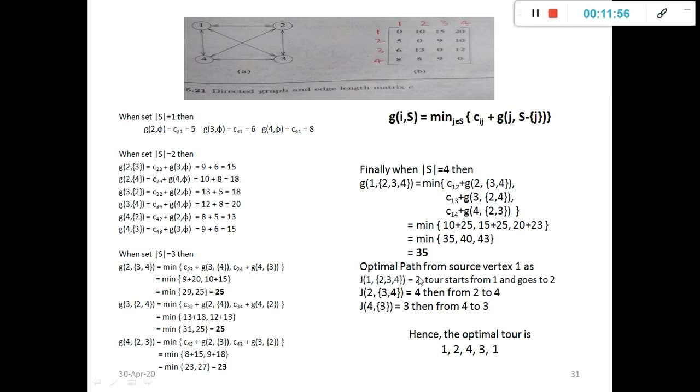You will get the optimal cost as 35. Next I have to choose the optimal path from the source vertex 1, as the journey starts from the source vertex 1. Out of the vertices 2, 3, 4, he next goes to vertex 2, because vertex 2 returns the minimum cost of 35.